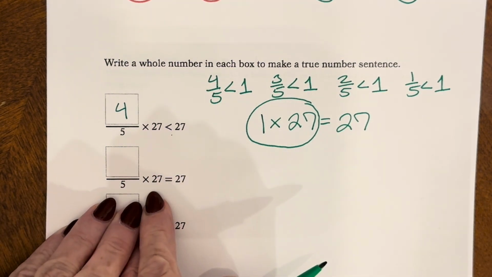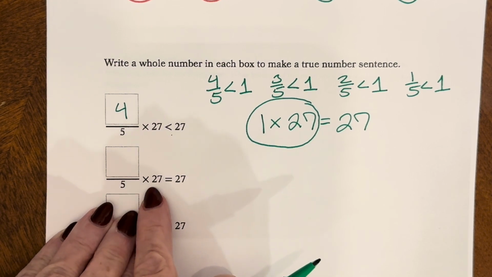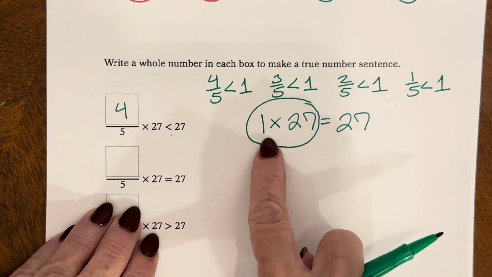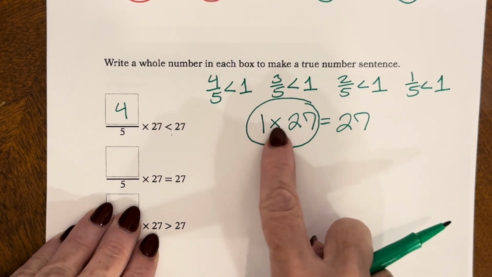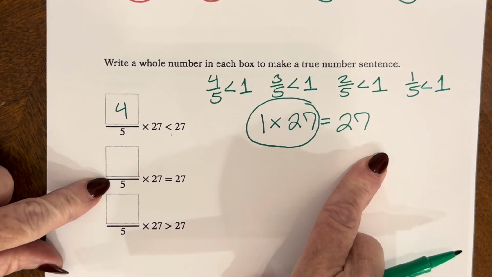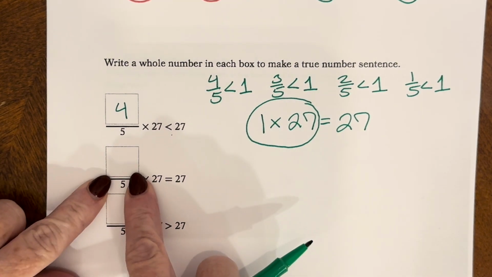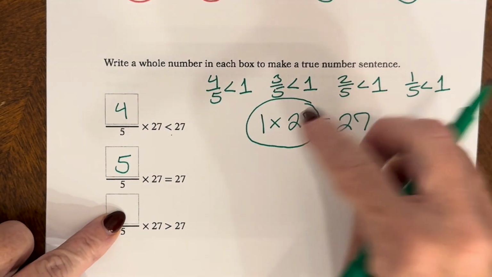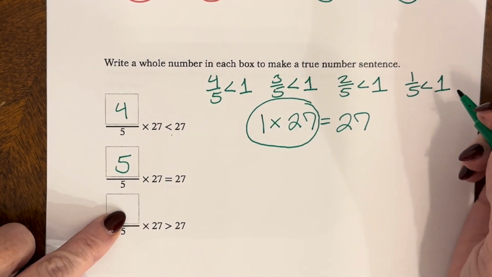So now down here, what times 27 is going to equal 27? Well, we already said it has to be 1. 1 times 27 equals 27. So how could we write that as a fraction with a denominator of 5? Well, 5 over 5 is the same as 1.